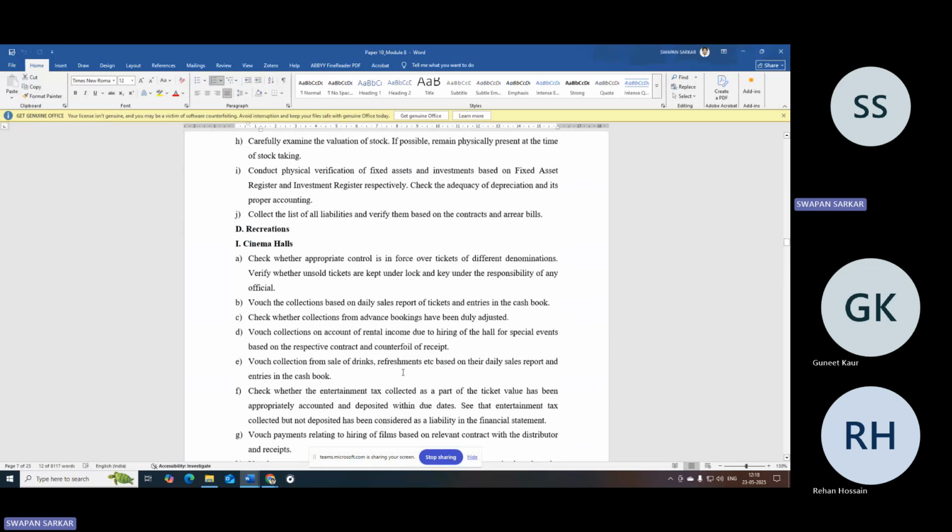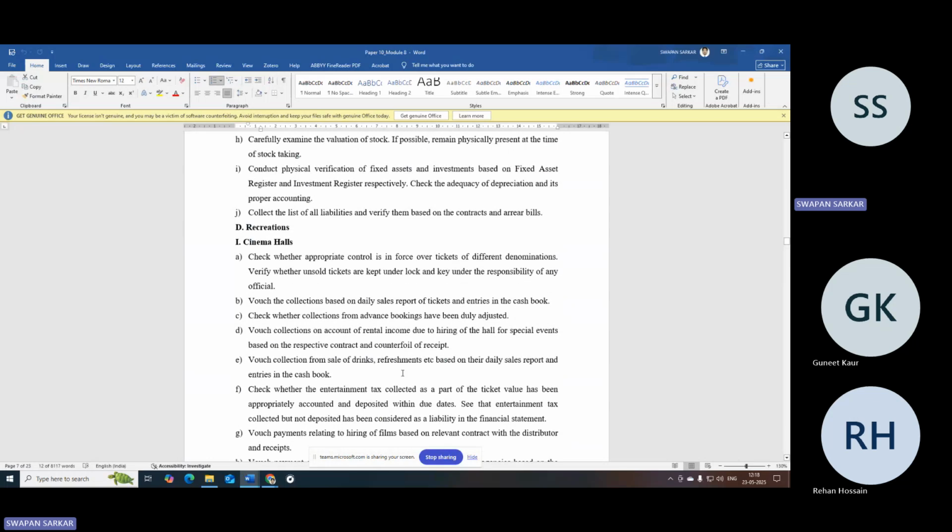Finally, recreational facilities such as cinema halls. Now, check whether the appropriate control is in force over tickets of different denominations. Verify whether unsold tickets are kept under lock and key under the responsibility of any official. Vouch the collection based on daily sales report of tickets and entries in the cash book. Check whether collections from advance booking have been duly adjusted.